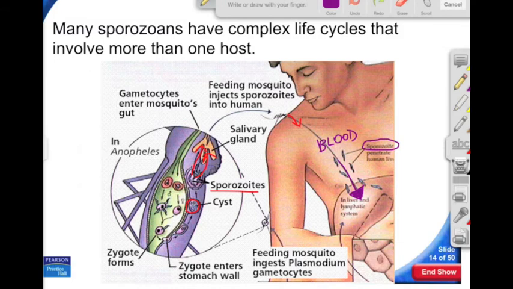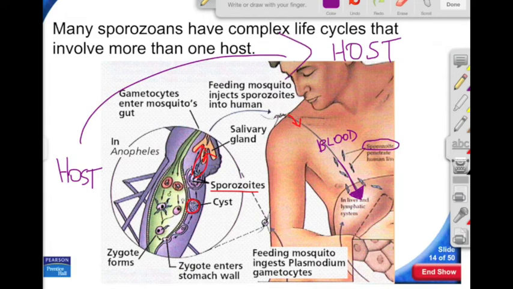You've got your mosquito here, so this is the first host, and we become a host, and the mosquito gets reinfected by consuming infected blood. So it's sort of a never-ending cycle. The mosquito gives you the disease, and the mosquito gets infected by consuming the blood of somebody who's got the disease.